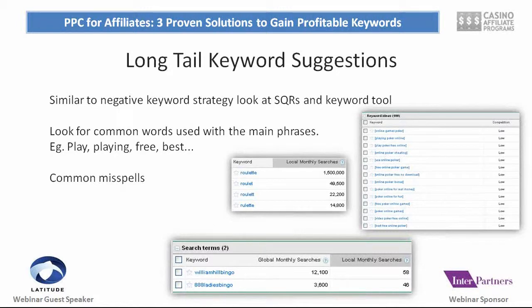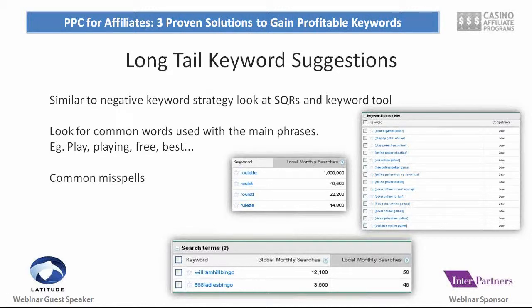Away from the really generic, really popular ones like poker online, have a think about the common words that people use with those main phrases. So play, playing, free, best, depending on what it is you're looking to advertise. Common misspells. As you can see on the slide, roulette as a keyword on broad match may get 1,500,000, but common misspells and mistypes still get a considerable amount of volume. So it's an opportunity, and they are often less competitive as well.